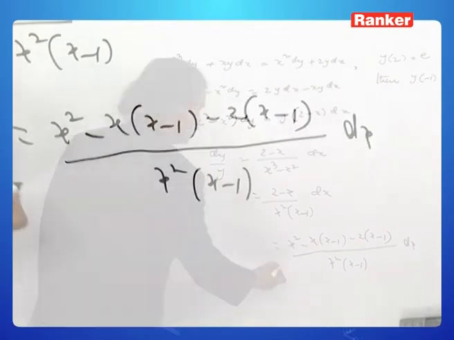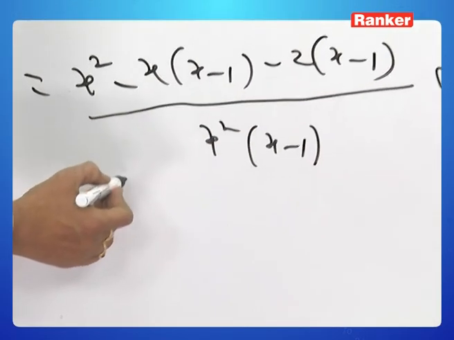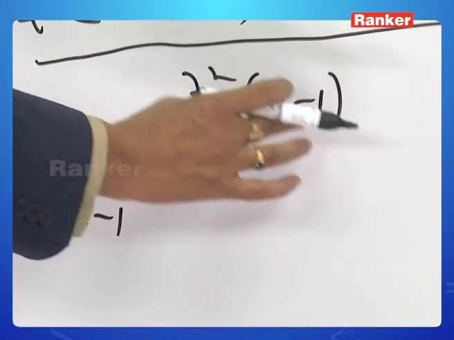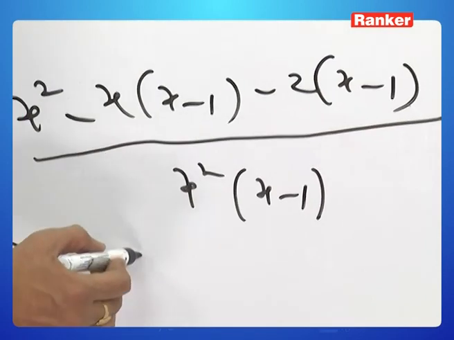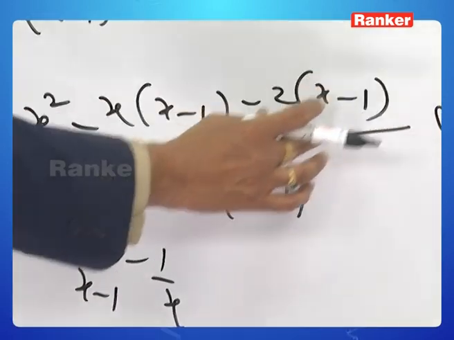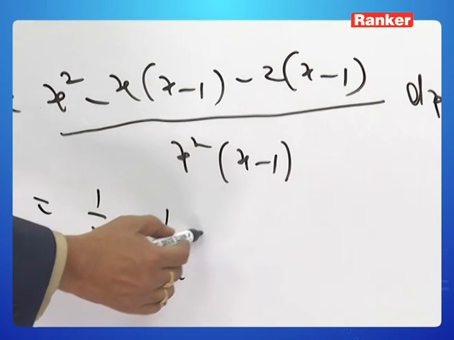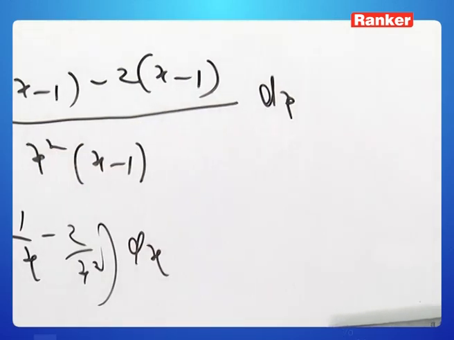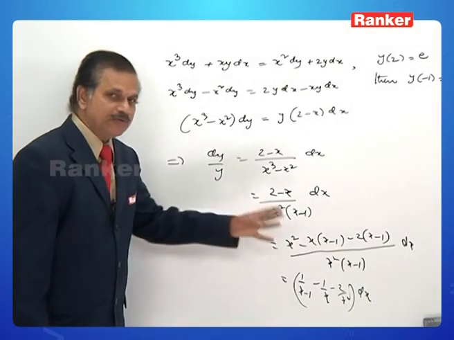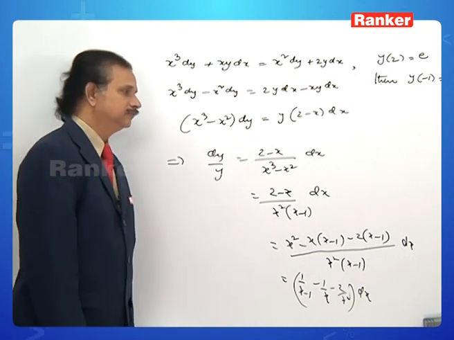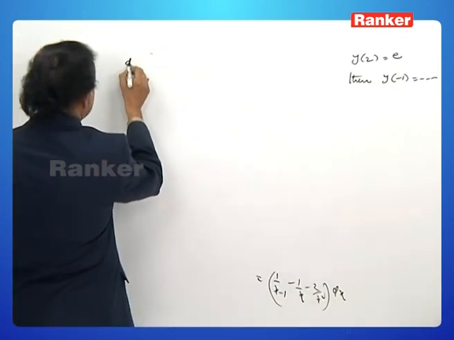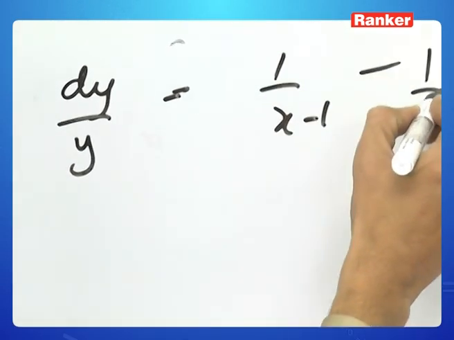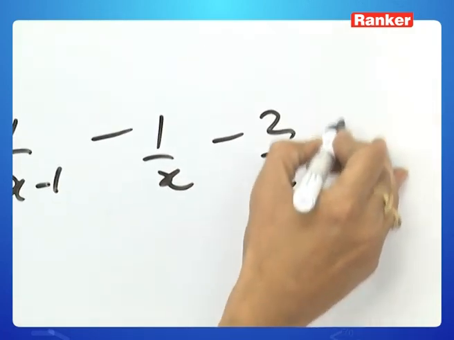So that this is equal to x square by denominator 1 by x minus 1. Second term by denominator x minus 1 and x minus 1 go away, x by x square, minus 1 by x. Third term by denominator x minus 1 and x minus 1 will go away, minus 2 by x square dx. Now you observe, you note them down. Therefore, the last step is dy by y is equal to 1 by x minus 1 minus 1 by x minus 2 by x square dx.